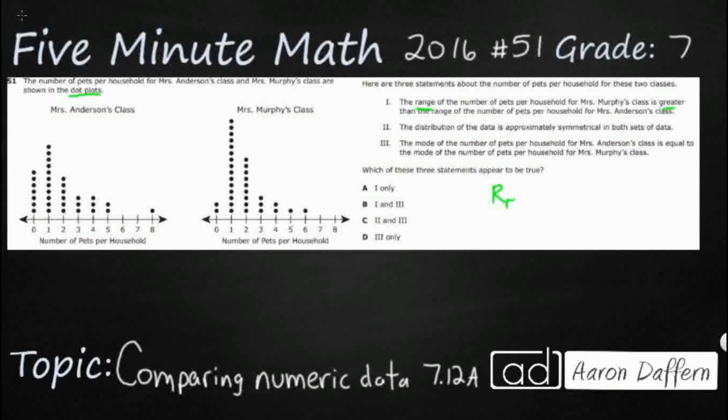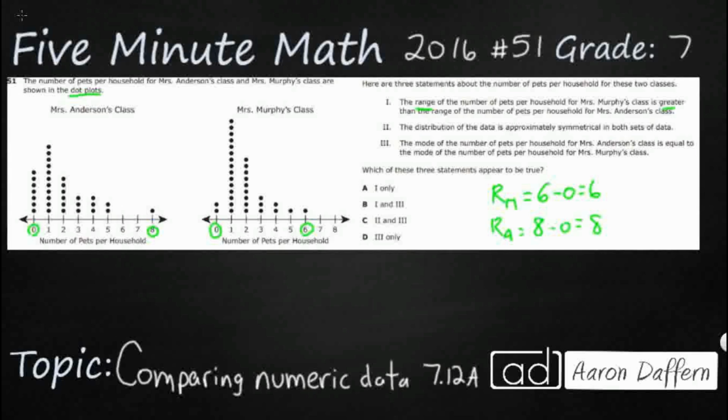Miss Murphy's class. And so the range is going to be the difference between the greatest number and the smallest number. So the greatest number I see showing up on Mrs. Murphy's is 6, and the smallest number is 0. So that's literally what the range is. It's the greatest number subtracted with the smallest number, and you get 6. So the range of Mrs. Anderson's class, now look at that, you've got that one kid up there that's got 8, whole bunch of kids with 0, so that's going to be a range of 8.